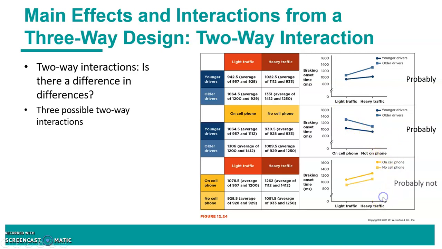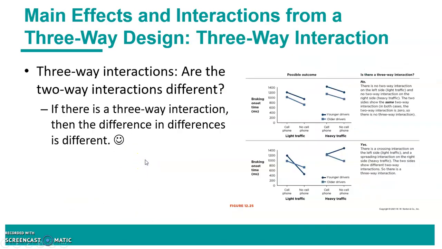And then here there's probably not an interaction. The effect of traffic on braking onset doesn't seem to depend on whether or not you're on your phone. Heavy traffic increases braking time, but it doesn't seem to matter whether you're on your cell phone or not.